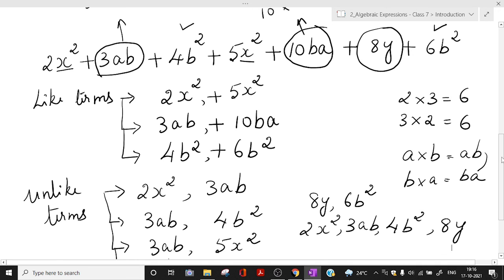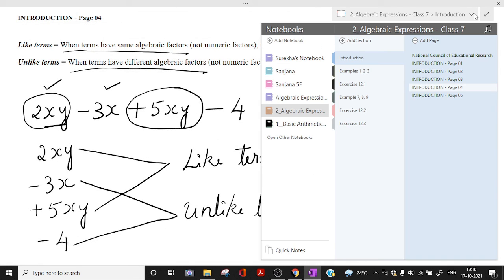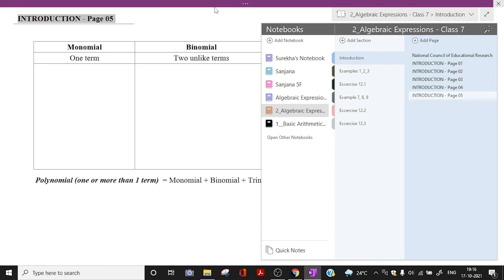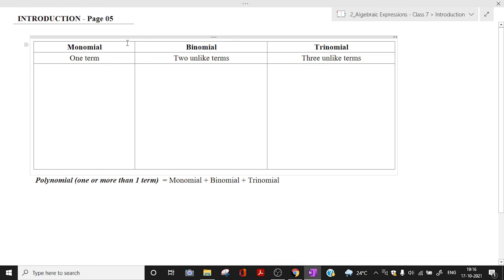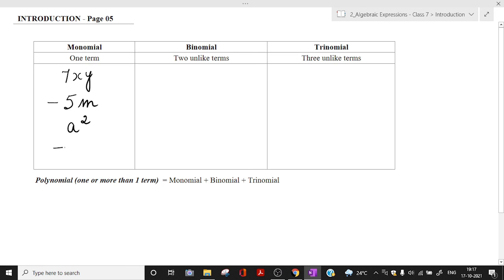Let us go ahead and now look into monomials, binomials, and trinomials. So, what is a monomial? If the expression has one term, then it is a monomial. So, if I write 7xy, it is one term. Suppose I write minus 5m, it is only one term, right? Suppose I write a square, one term. Suppose I write minus x to the power 4, one term.